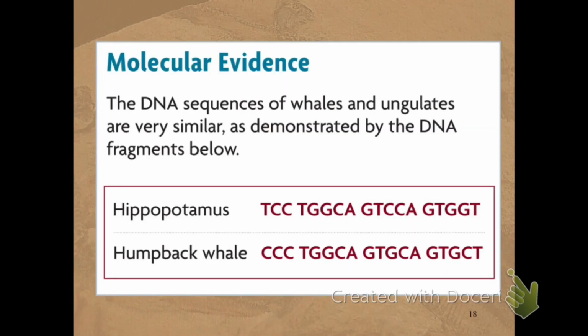All right. So here's an example of what you could expect to see if you're asked about molecular evidence. The DNA sequences of whale and ungulates are very similar, as demonstrated by the DNA fragments below. So if you look, this first one is only the first letter that's different. That's different. Everything else is the same, right? So there are so many similarities that they are closely related, right?